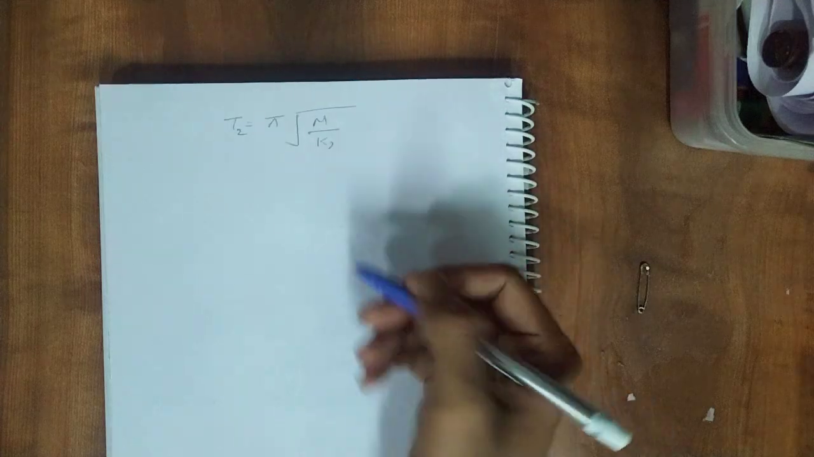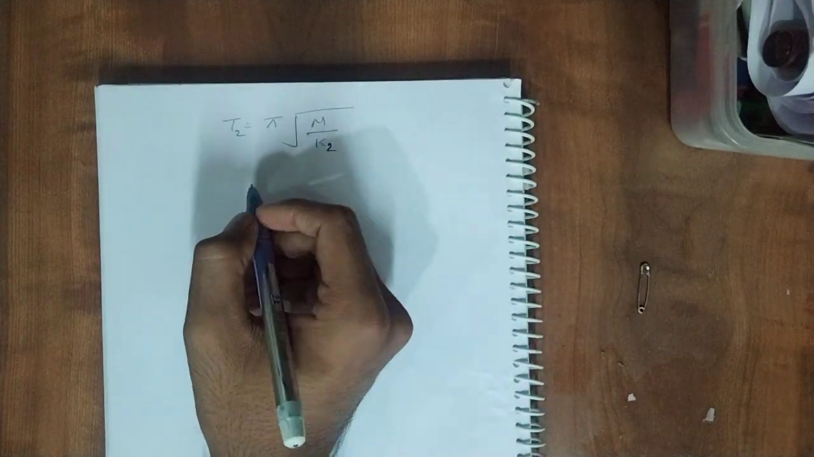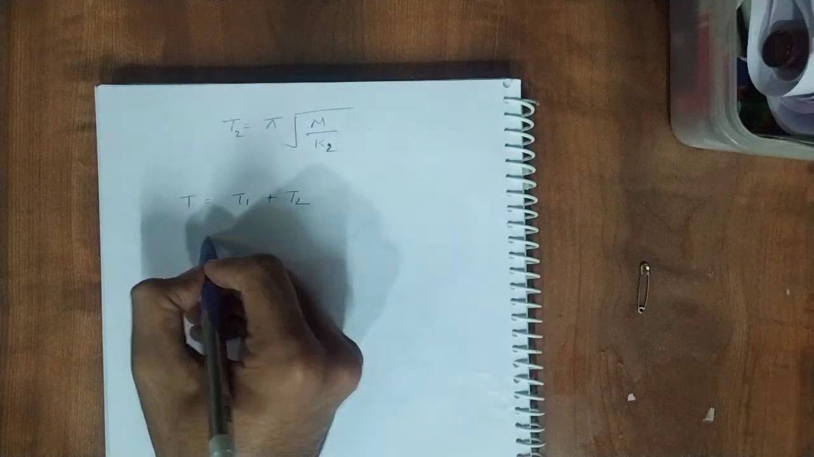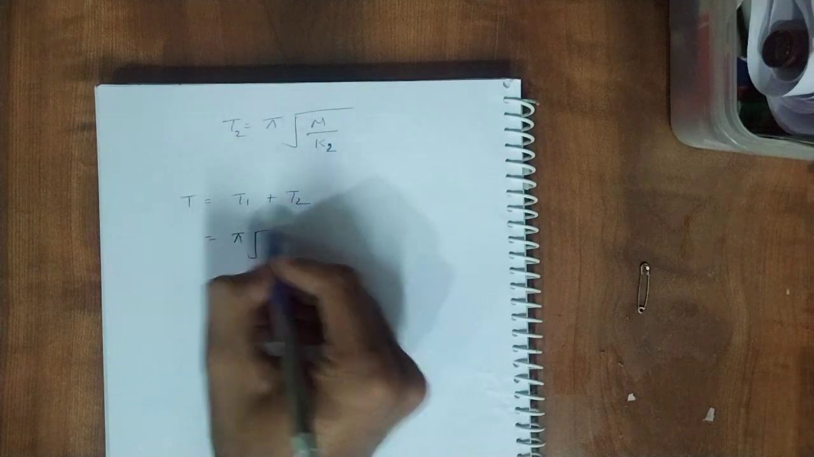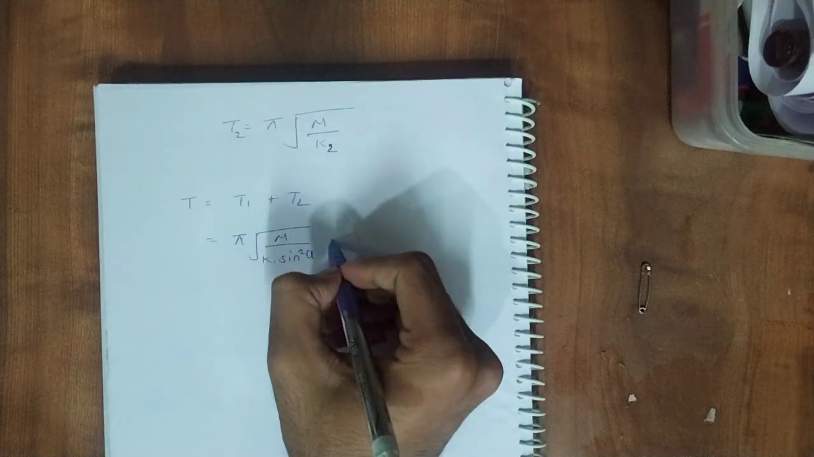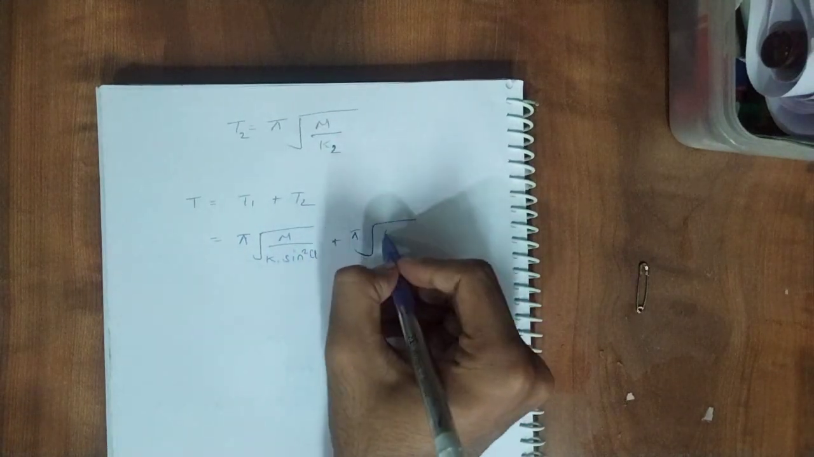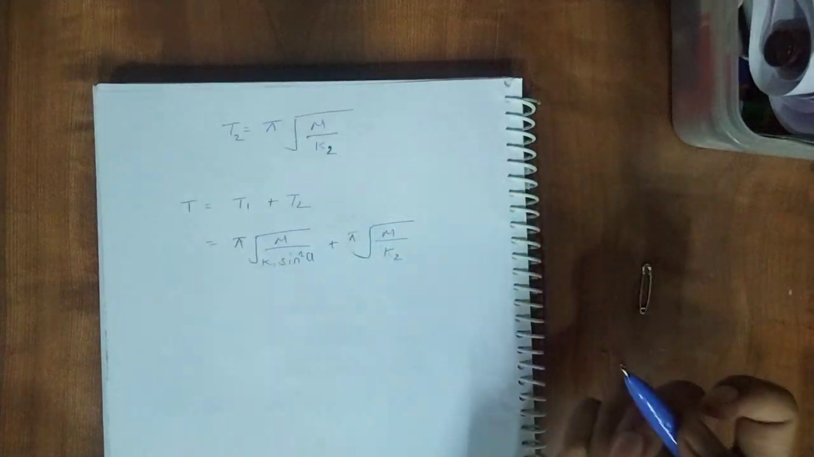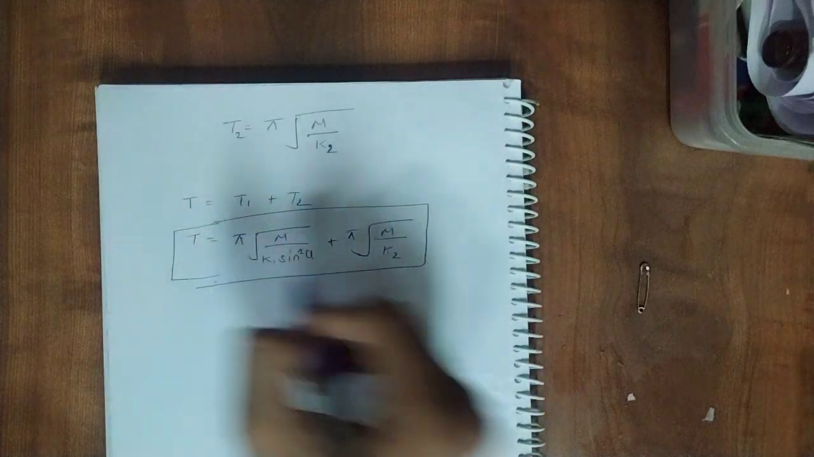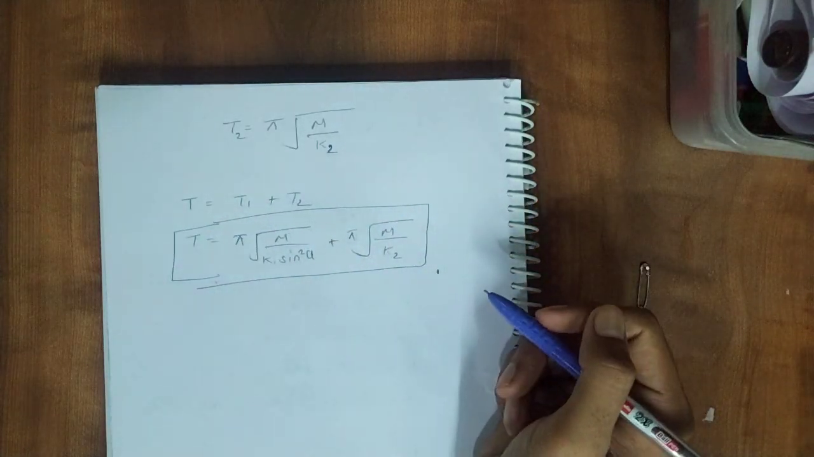So we want to find the total time period. The total time period is simple, you add T1 plus T2. So it is pi root of m by K1 sin square theta plus pi root of m by K2. So this is the time period we want to find. I hope this is clear to you. Thank you.